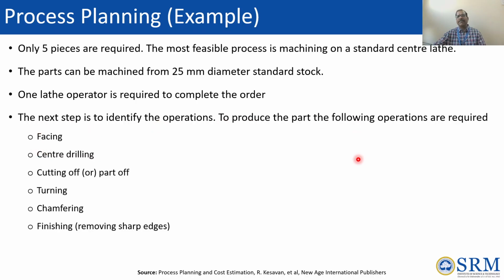What could be the next step? As I said, we should have a basic fundamental in the machining process for a cylindrical component. We need to do the facing, the drilling, and the cutting or parting off, because it is 5 pieces. Maybe they have a 25 mm diameter lengthy rod, so we need to cut it down according to the need. Then we need the turning operation, chamfering operation, and finishing operation.